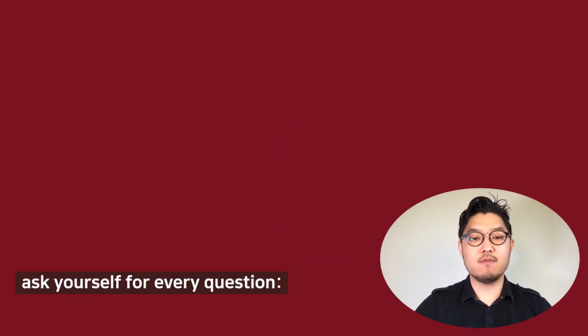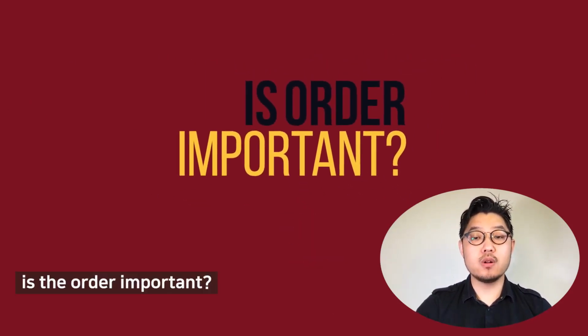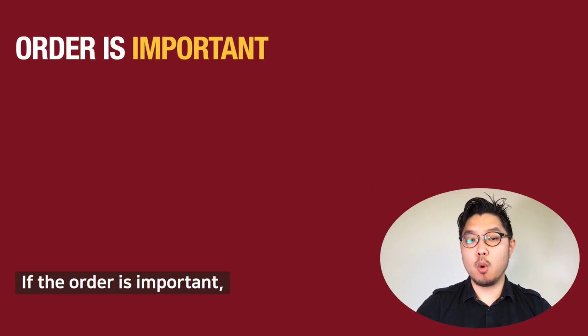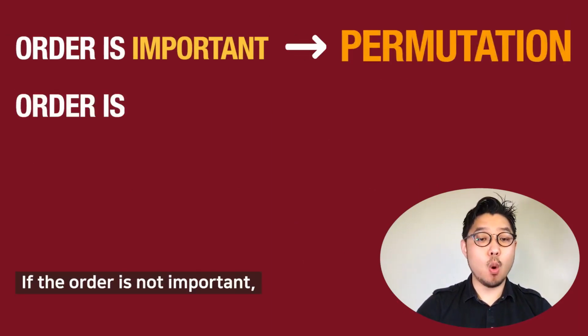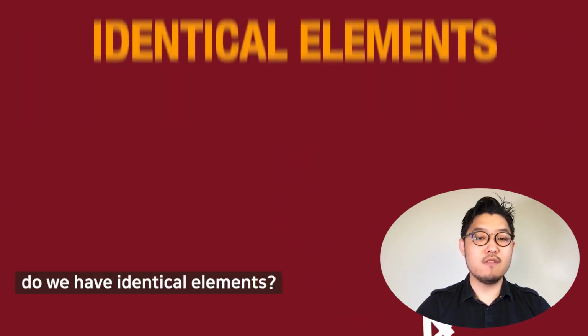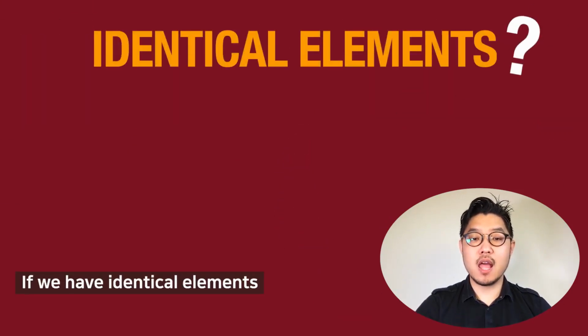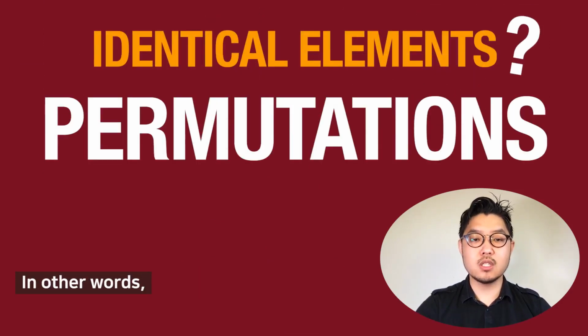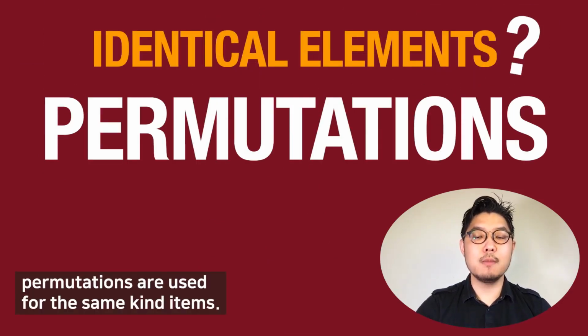Third, ask yourself for every question, is the order important? If the order is important, use permutation. If the order is not important, use combinations. Fourth, do you have identical elements? If you have identical elements that are not distinguishable, use permutation. In other words, permutations are used for the same kind of items.